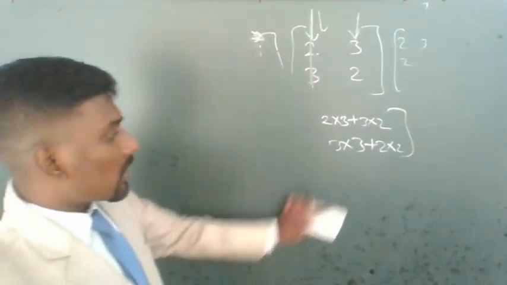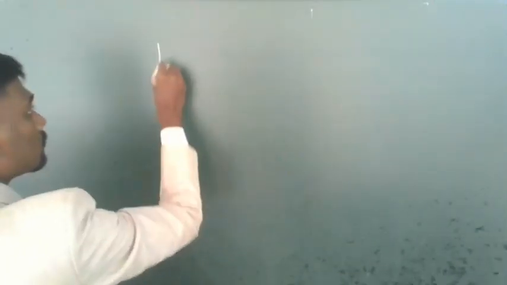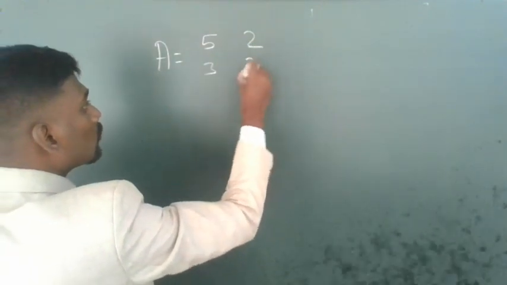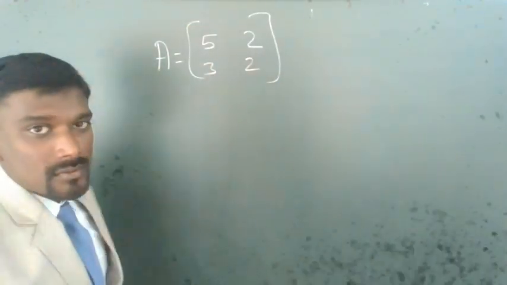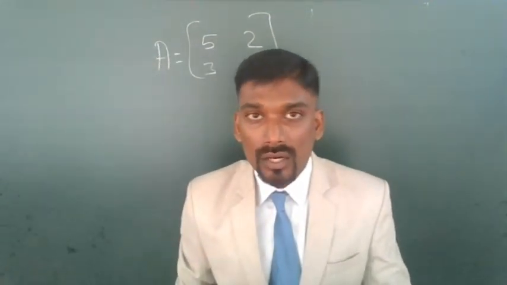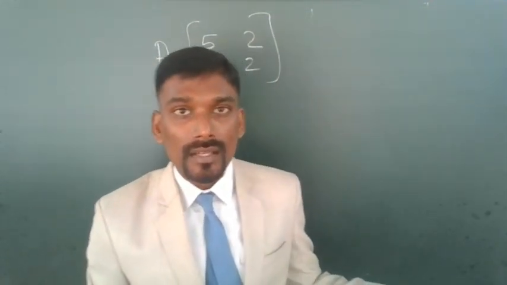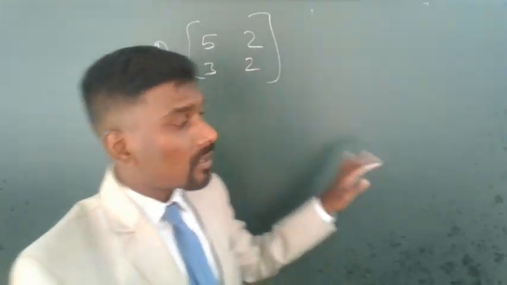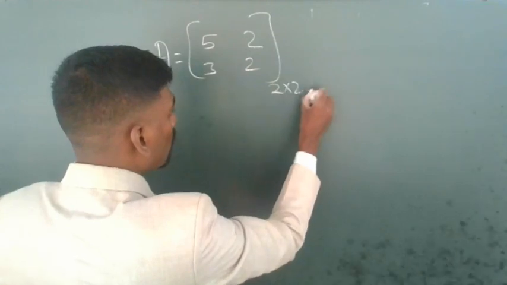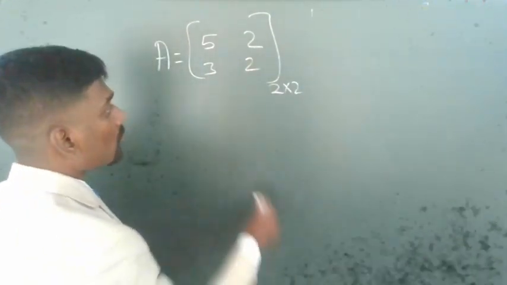For the candidates who didn't understand, I'll take one more example. For example, A is equal to 5, 2, 3, 2. I am taking a very simple question, since this is part 1 of the video series for NDA and all the examinations. I am going to take the easy question, that is 5, 2, 3, 2. This is a 2 cross 2 matrix.